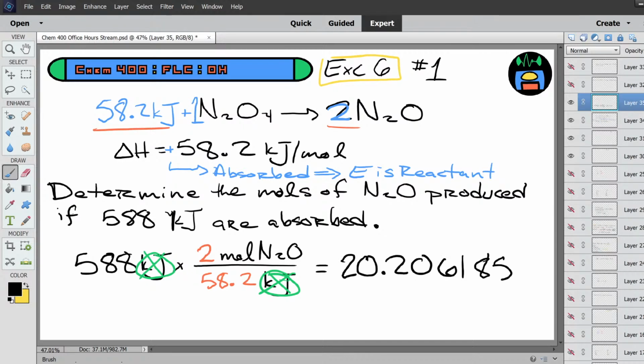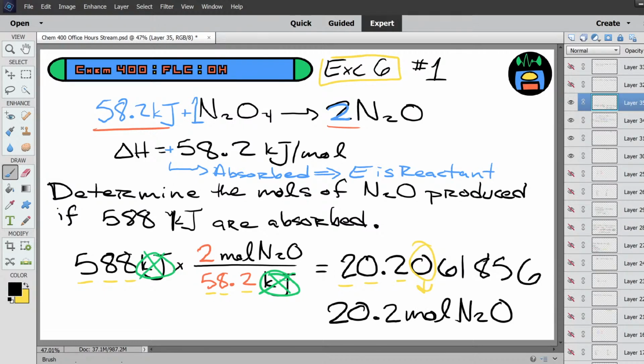20.206186. Based on the numbers we have to work with, we're limited to 3 sig figs. Oh, that's weird, a 0 showed up in this number. 0 rounds down, so our final answer is 20.2 moles of N2O are produced. Now, that's not the answer to the problem as it appears on the exercise because I changed the numbers, but this is how you solve it.